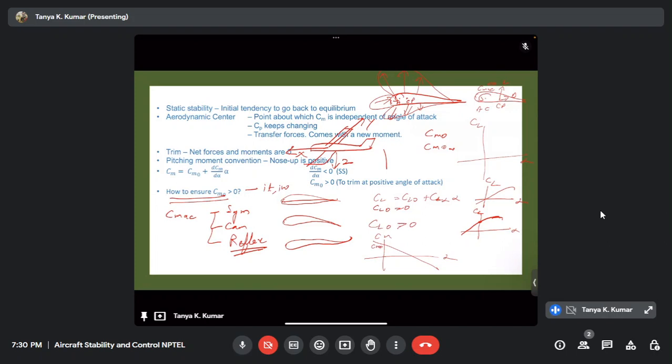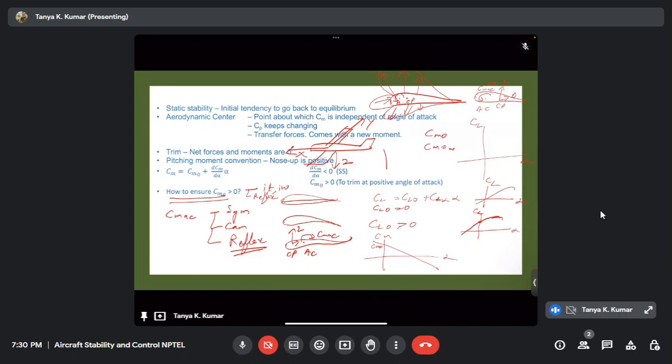How does the reflex airfoil ensure that Cm naught is positive? So there's an upward curvature towards the tail, right? So what it does is that the CP either moves ahead or coincides with the AC. So CP is here and AC is here. So now when you transfer the forces, it comes with a nose up CMAC, right? So this gives you a positive Cm naught. Okay? Let's go on to the next slide.